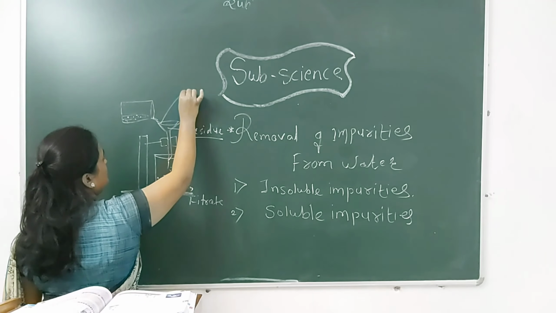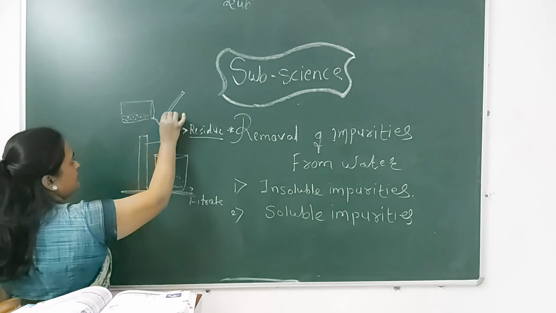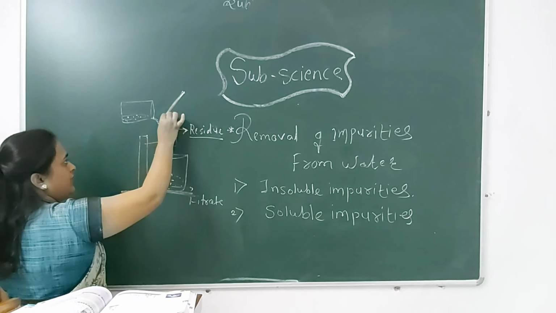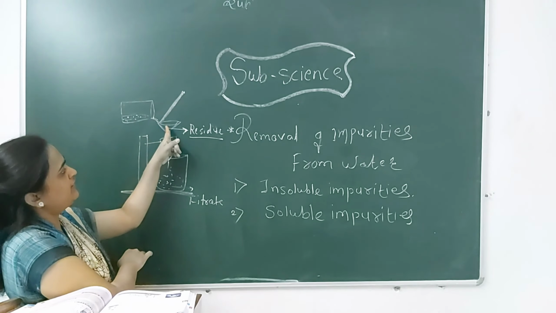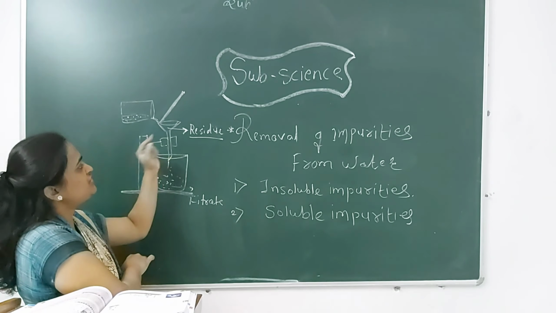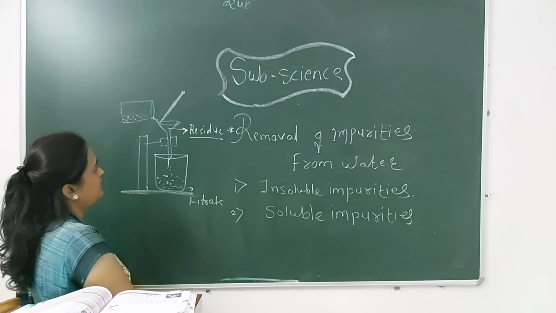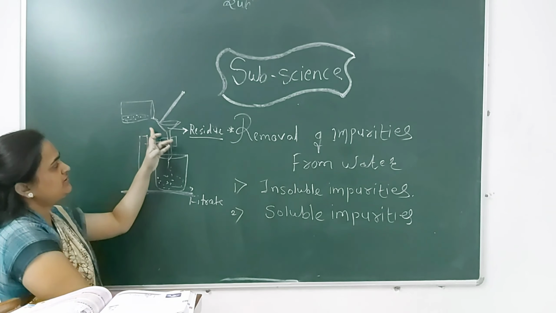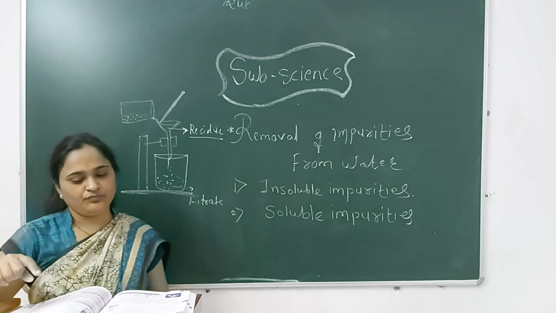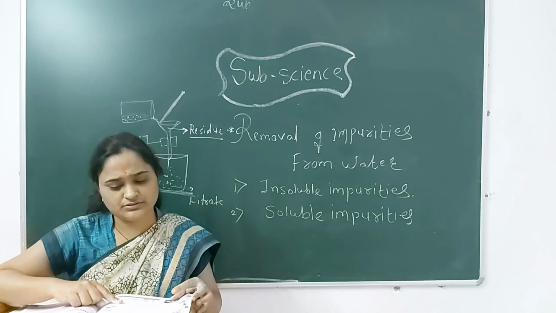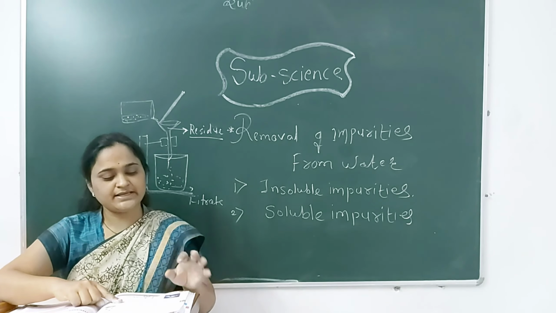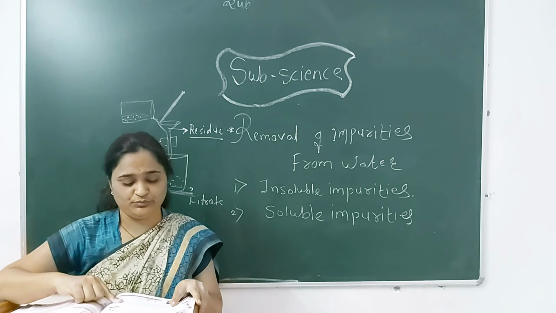Directly we do not pour, because suppose we directly pour at the middle, what happens? The filter paper gets broken down. Okay, so at the surface area we filter the mixture. Okay, then second is the removal of soluble impurities.